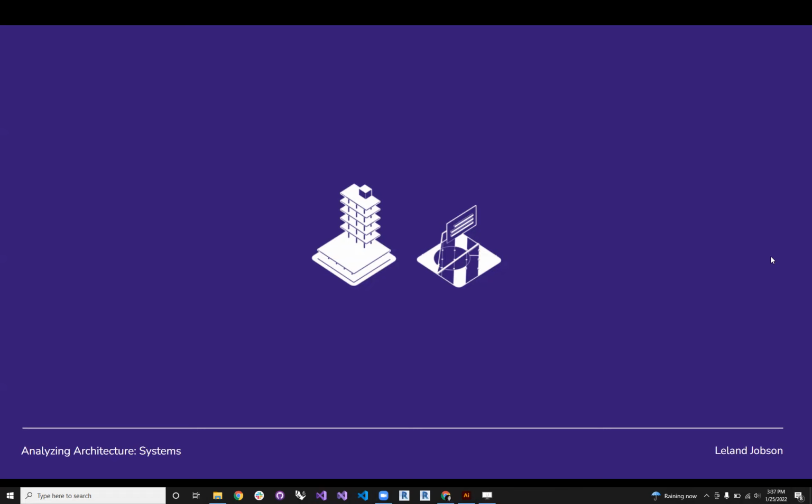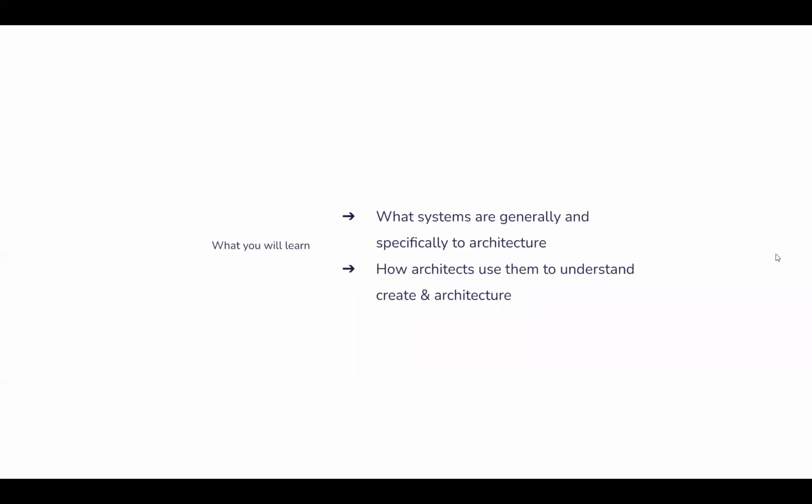I'm Leland and excited to go through one of my favorite topics, which is how systems are manifested in architecture, as well as how they're used to aid designers to accomplish the goals that they're looking to accomplish. So I think that you're going to enjoy this very much, hopefully as much as I enjoy it.